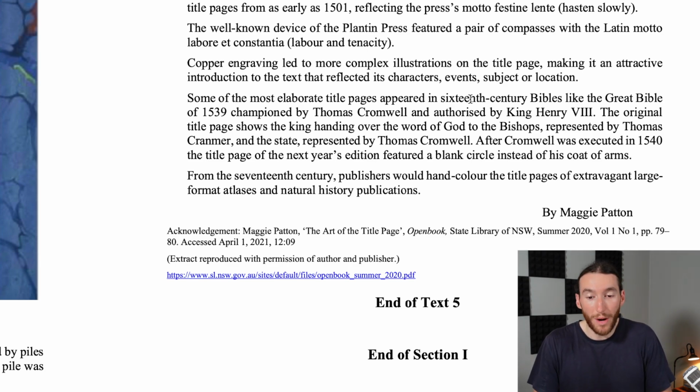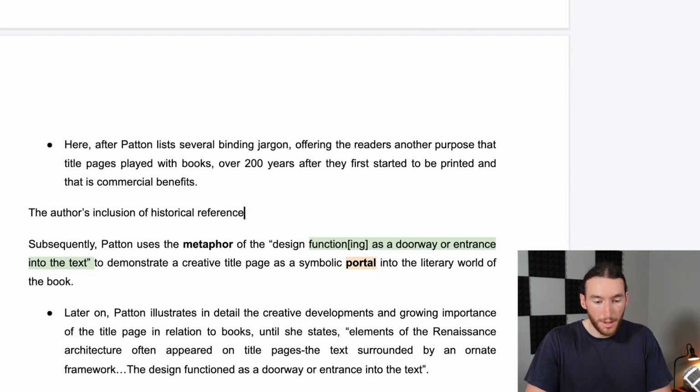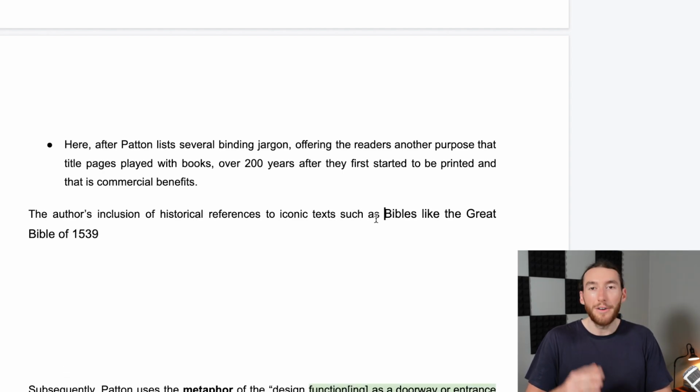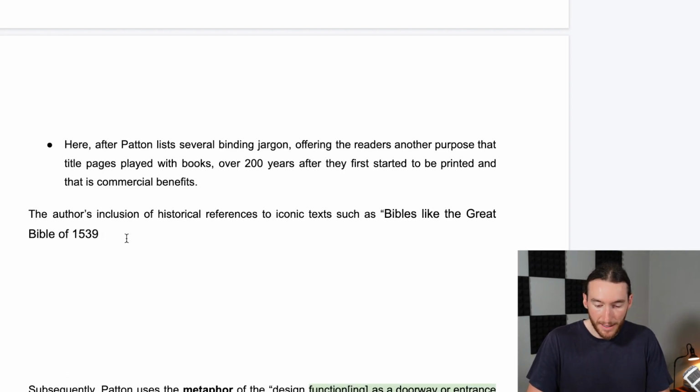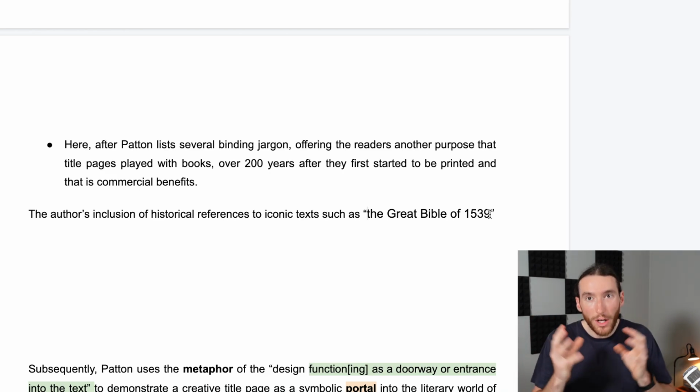Now, how much of that quote do I actually need? Probably not that much. I would just say the reference to Bibles like the Great Bible of 1539, right? So the author's inclusion of historical references to iconic texts such as... Now notice here how the quote I just copy-pasted was Bibles like the Great Bible of 1539. Actually, we can shorten this further just to show the example. We don't need Bibles such as, we can just say such as the Great Bible. That's what I mean by getting as short a quote as possible.